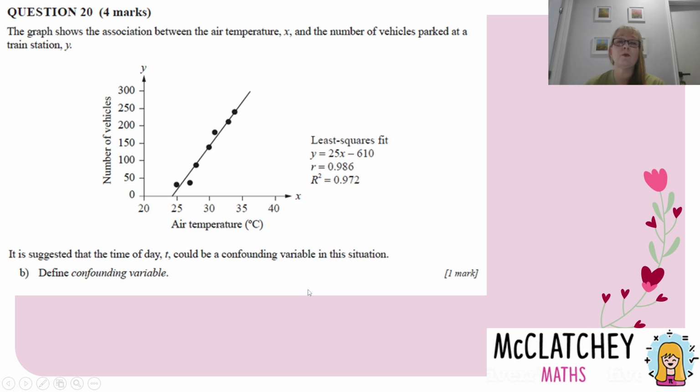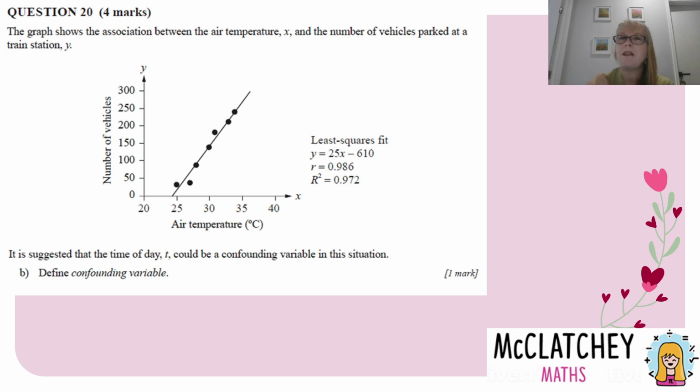Okay, part B is worth 1 of the 4 marks. Define confounding variable, and it's suggested that the time of the day is the confounding variable in this situation. Now, if we think about the actual context carefully, I'm wanting to go to the train station and park my car there for the day. Now, do I make that decision based on how hot it is outside? Do I say, I feel like taking a drive to the train station today because it's 40 degrees, I think I'll go and park my car there.